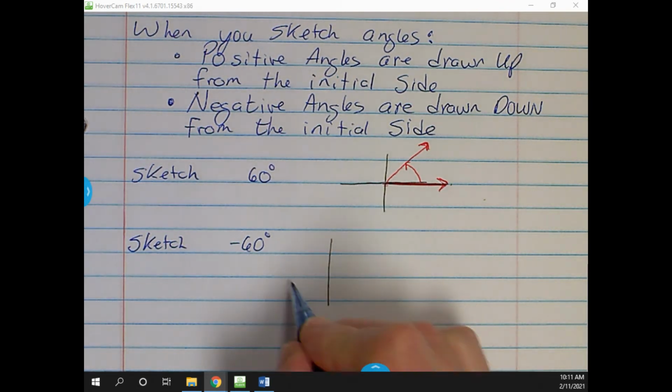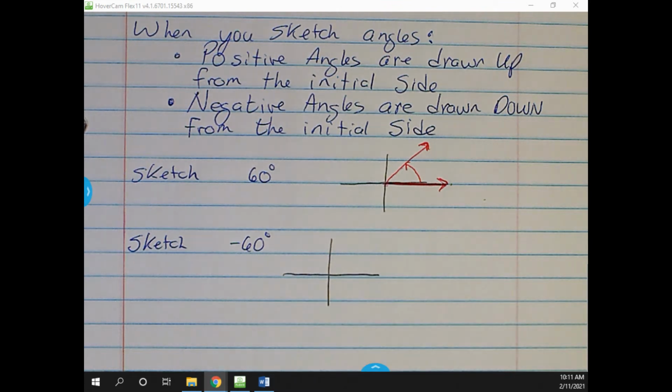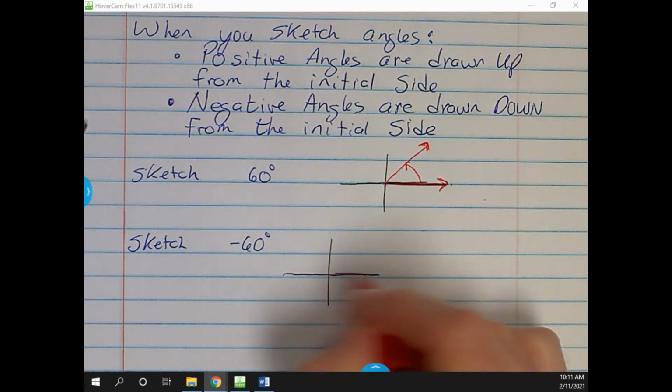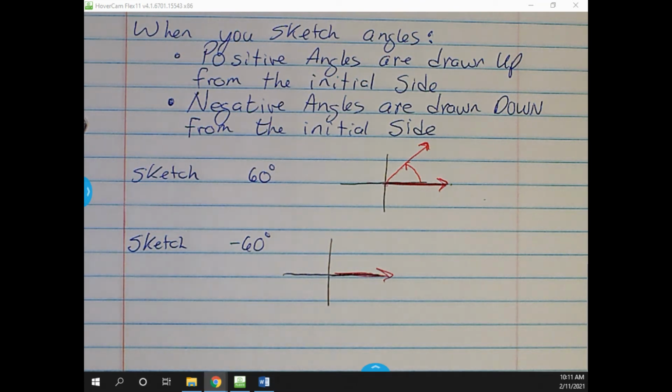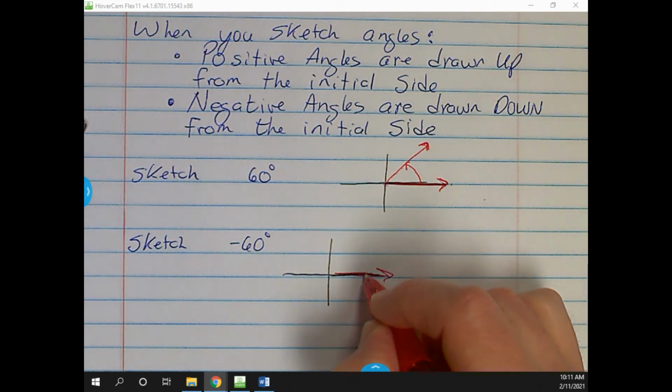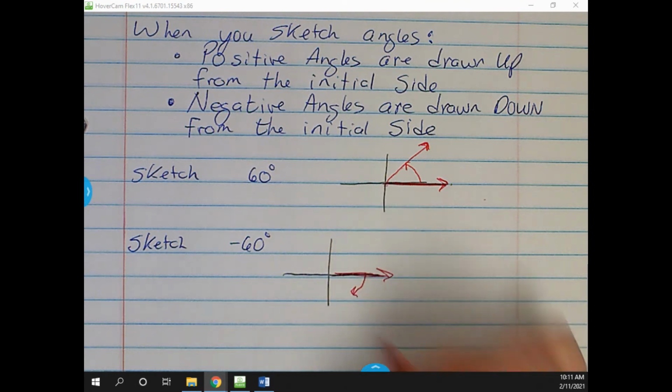Okay, so negative 60. Again, still start on the same side of it. So you always have this part of it that will be the same. And the only difference is, again, instead of going up, now you're going to go down. So it will look something like that.